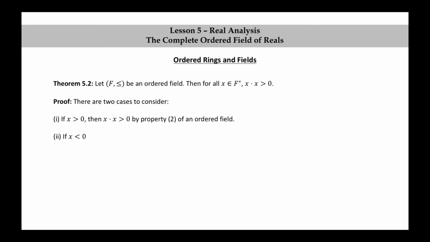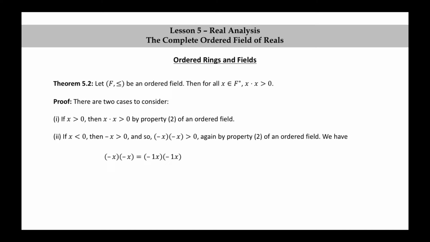Second case, if x is less than 0, then negative x has to be greater than 0 because it's an ordered field. And so negative x times negative x is greater than 0, again using property 2 of an ordered field. We have negative x times negative x is equal to negative 1x times negative 1x. Now, it's not completely obvious that negative x is equal to negative 1x. You should definitely check this.